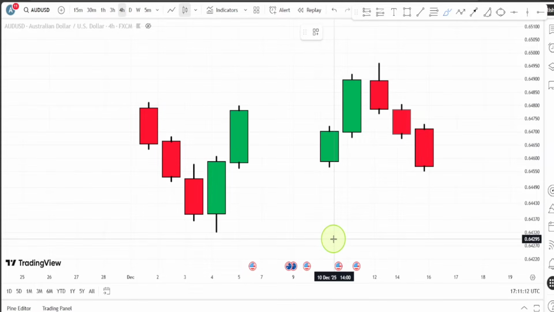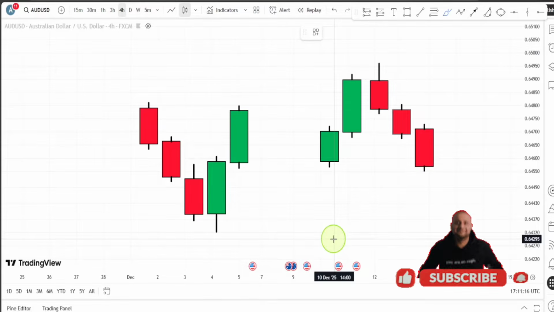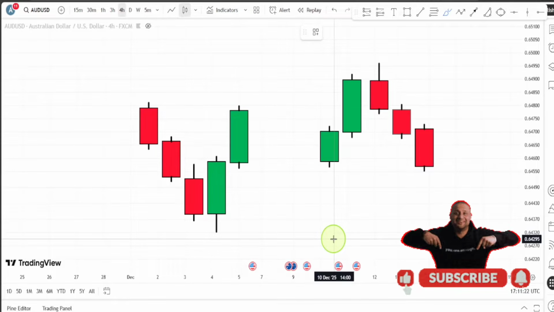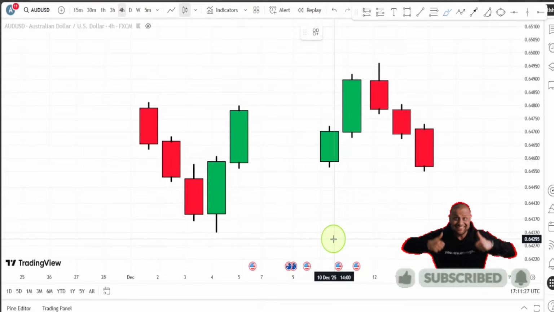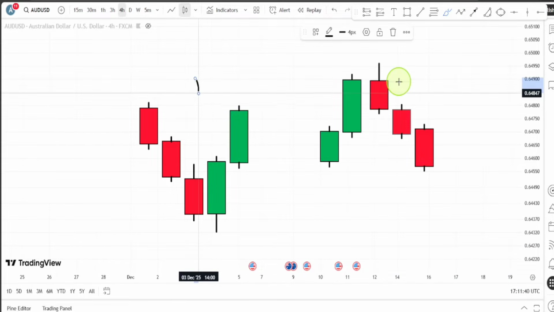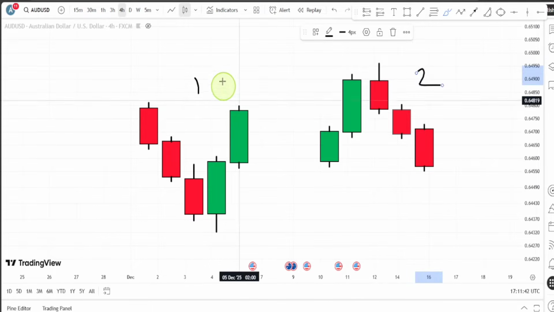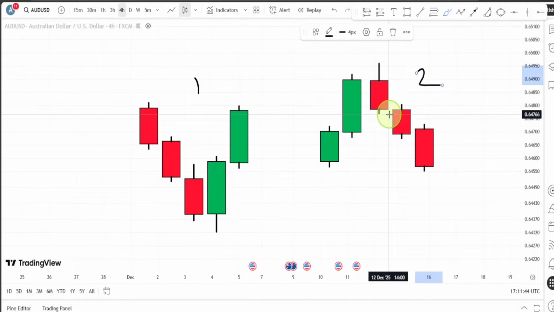But most people find that they can predict where the market is going, but how to enter is the problem. This video will be a stepping stone for you to know your entry models to add to your trading style. Now we're going to be using example number 1 and example number 2 here. That is a bearish move and a bullish move.